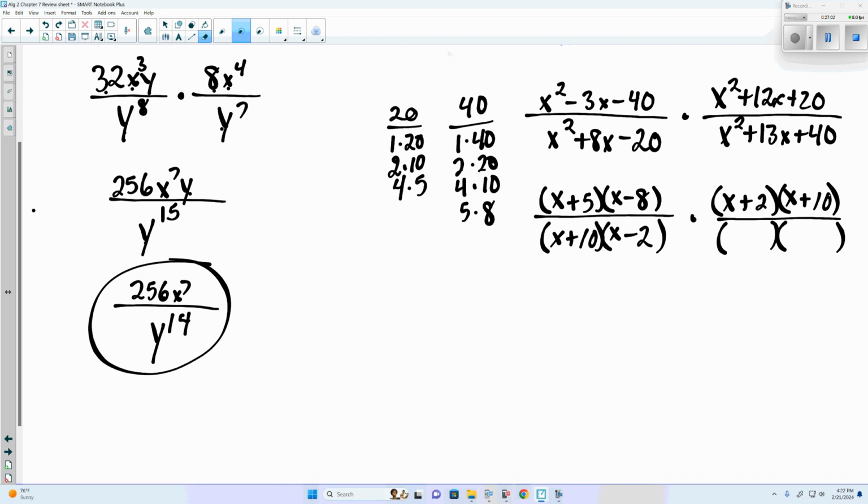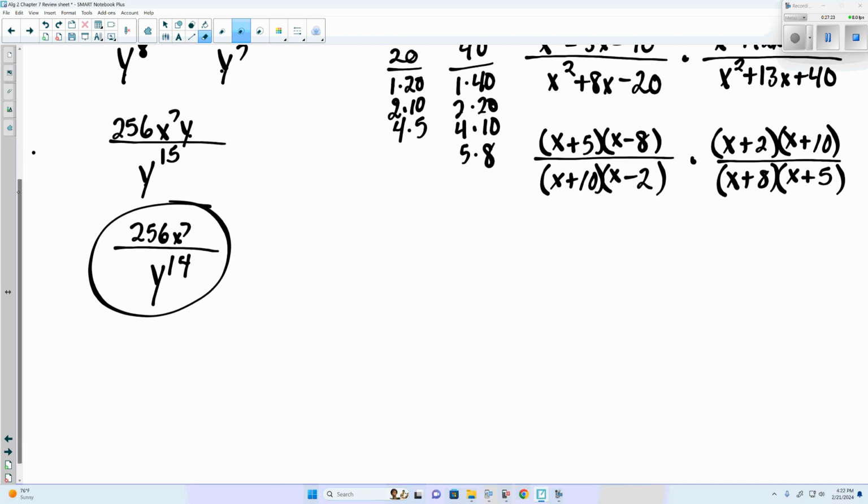Last one, x squared plus 13x plus 40. Since the third term is positive, signs are the same and match the sign of the middle term, plus and plus. Factors of x squared are x and x. And the factors of 40 that we want, well, 8 and 5. Because we want something to match, and that would give us what we need. Now at this point here, we can multiply these all together.